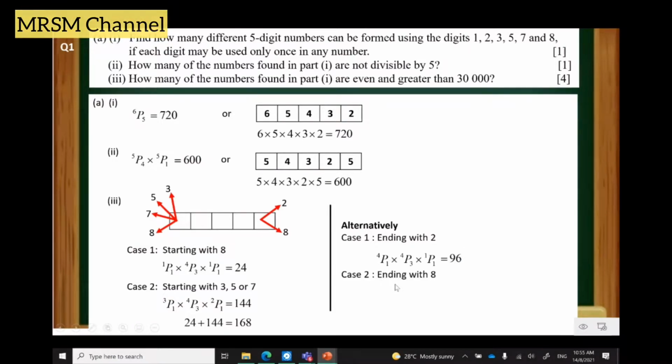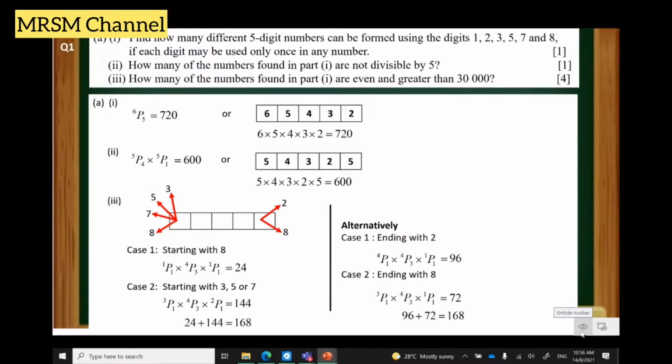And then the second case is the number ending with 8. We decide the number must end with 8. So 8 must be here, and of course when 8 fills the last place, 8 cannot be at the front. So at the front only 3 digits compete. So 3P1 with 1P1 at the back, and 4P3 in the middle. So the total is 72. If you find the sum, 96 plus 72, the answer is also 168.